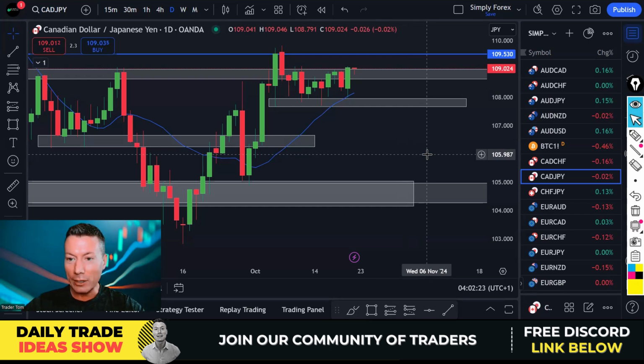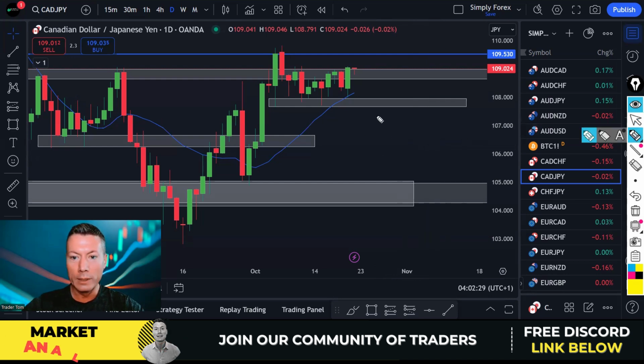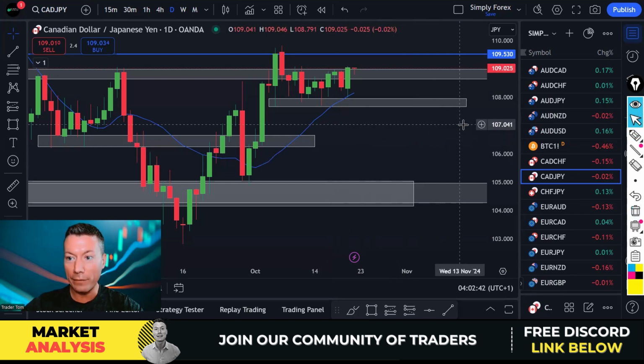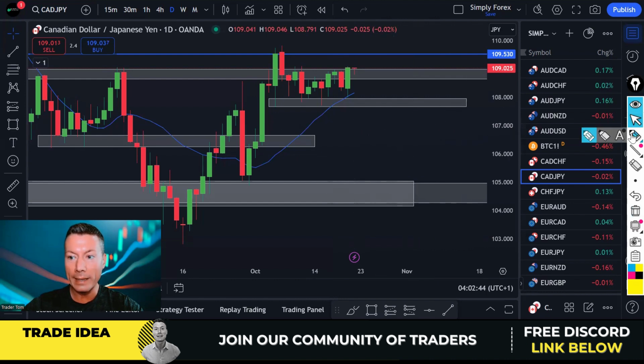So let's get stuck in, guys, because we've got a few trades to look at today. And let's start with yen weakness. So the catalyst for a couple of our trades today is yen weakness, guys. We really saw some weakness in the yen come into the market, right? And you can see that with our first pair here. We're looking to buy Canadian dollar, Japanese yen. We also had some CAD strength as well.